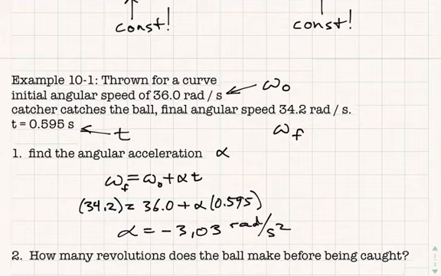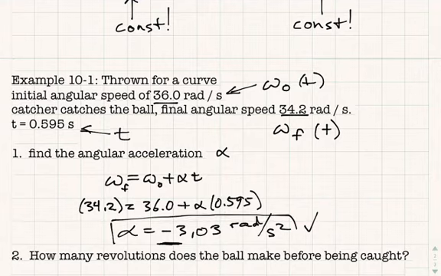Now, whenever you get an answer, especially when there's a negative, we should think what this negative means. This negative means that it's in the opposite direction as what we consider to be positive omega. Okay? So omega was positive to begin with, it's positive to end with, and acceleration is negative, which means that the ball is slowing down. And indeed, we see that it starts with an initial angular velocity of 36 radians per second, and it ends with a final angular velocity of 34. So it has slowed down. So it's good that our angular acceleration is negative. I also know my answer is right because I'm looking right at the example in the textbook.